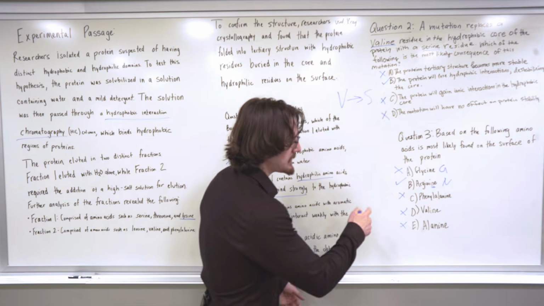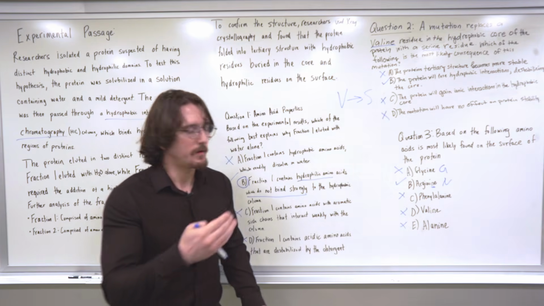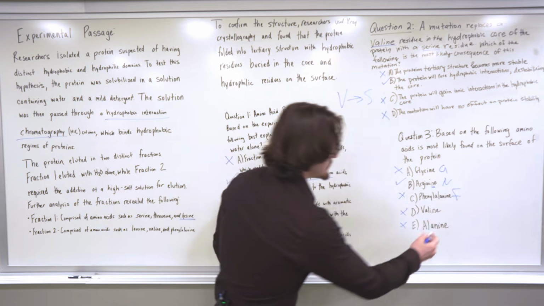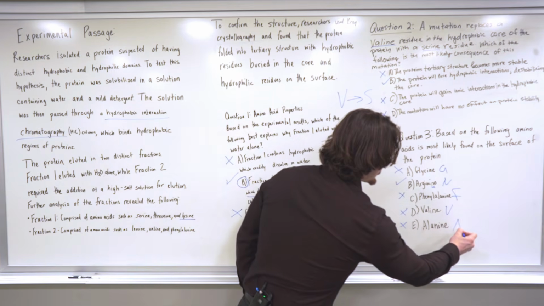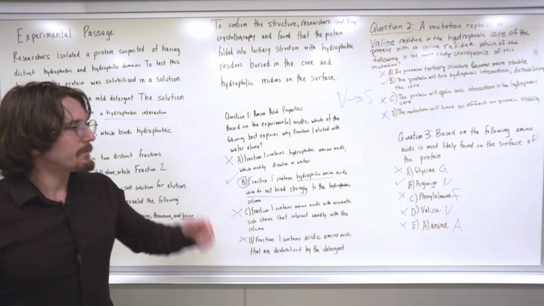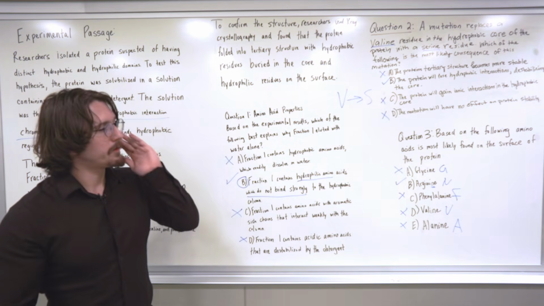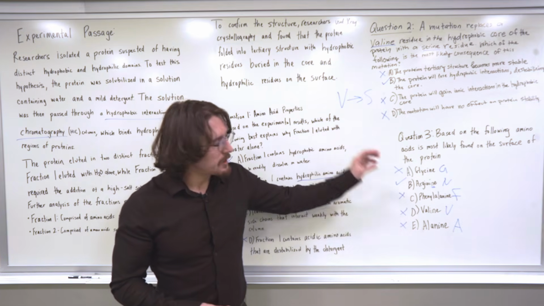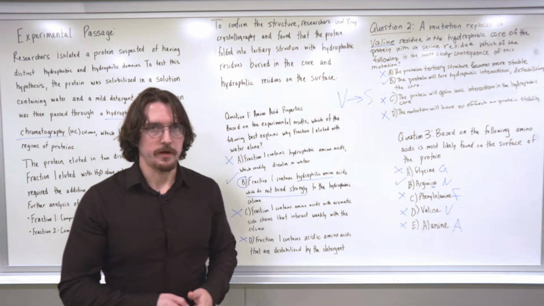Phenylalanine is F because phonetically it starts with F, phenylalanine. Valine is easy, it's V. And so is alanine, it's A, okay? So, whenever, especially starting out, if you're unfamiliar with this topic, try to always, whenever you see a name of an amino acid, recall the 1-letter abbreviation for it.